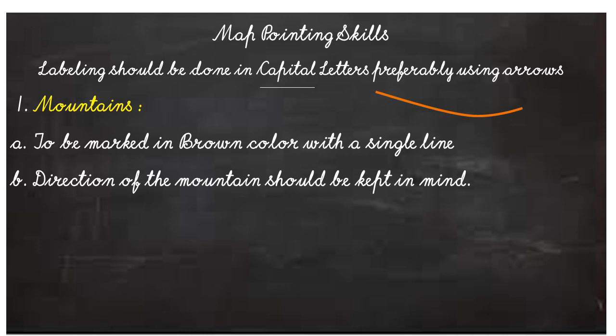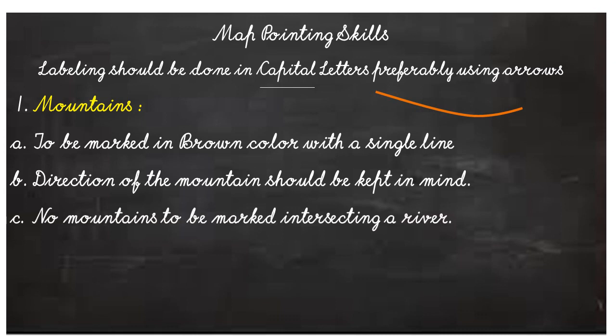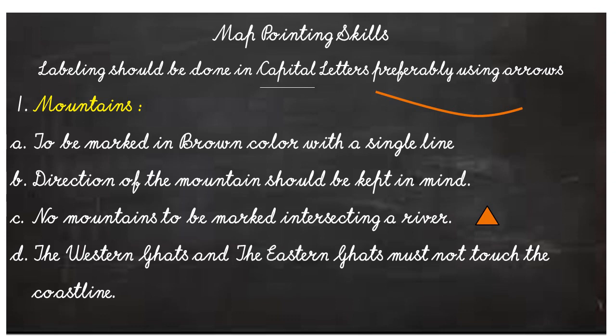While marking the mountain, you should keep in mind its direction and location. No mountains are to be marked intersecting a river. For example, the Eastern Ghats should not be drawn across river Kaveri and river Krishna. Mount Godwin-Austen or K2 must be marked as a triangle in brown color. The Western Ghats and the Eastern Ghats must not touch the coastal line. That means the Western Ghats must not touch the western coastal line. Similarly, the Eastern Ghats must not touch the eastern coastal line.